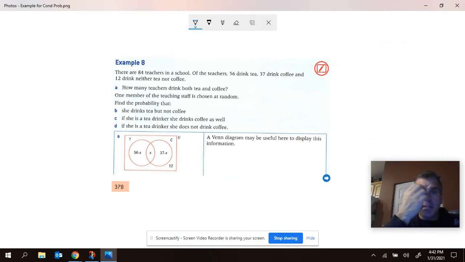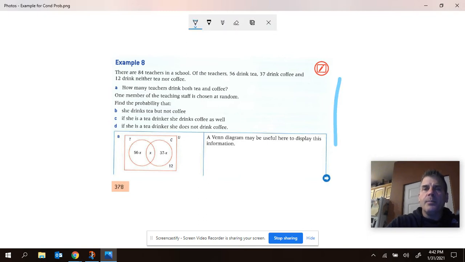Example 8 says there are 84 teachers at a school. Of those teachers, 56 drink tea, 37 drink coffee, and 12 drink neither tea nor coffee. At first glance, we have these teachers, some drinking tea and some drinking coffee. It doesn't consider a possible overlap. You'll notice in part A, they've already started us with this, and I think this is good. It wants to know, how many teachers drink both tea and coffee? That's an important question. To figure that out, you can use the Venn diagram that they have there, but I'm going to construct it to help us determine.